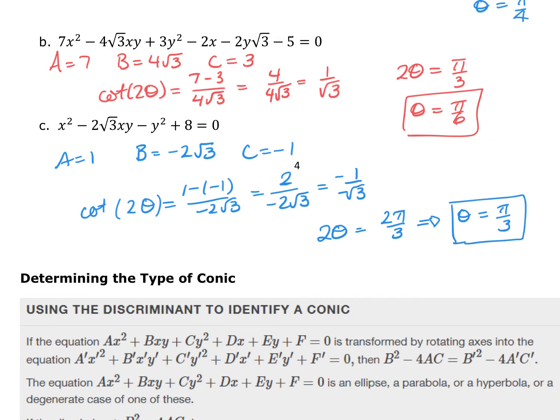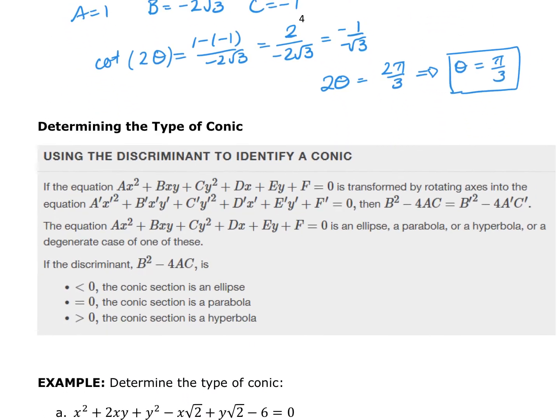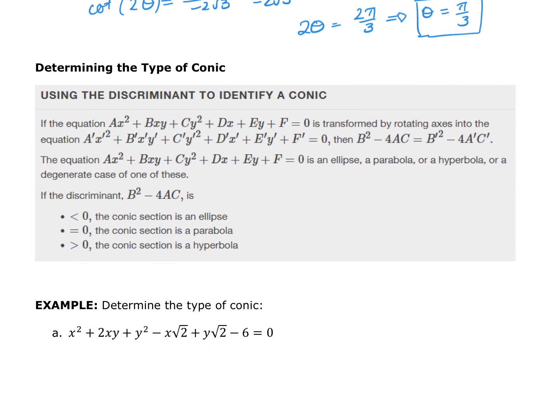So those are my angles of rotation. Now, if I'm trying to determine by inspection, and by the way, these equations right here, and this information right here, is going to hold true whether or not A is 0, B is 0, or C is 0. Any of these are going to hold true.